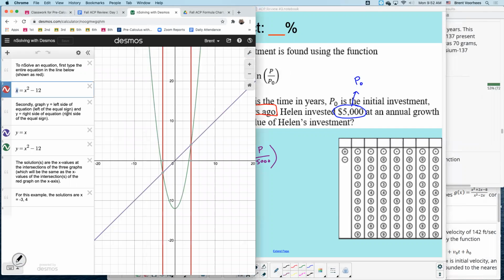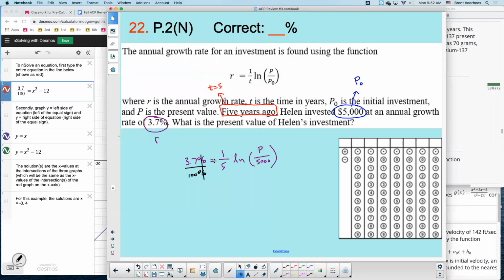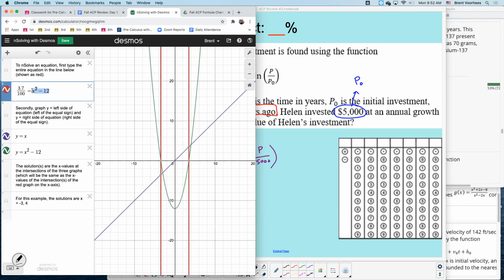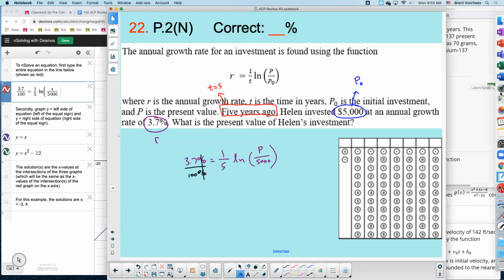So what I could just do is 3.7 divided by 100 equals 1/5 natural log, ln of P divided by 5,000. The only thing we're going to change is instead of a P, I'm going to put an X. So I'm going to change that to where my unknown is going to be the X. That's what I'm going to do right there. So I have my equation.